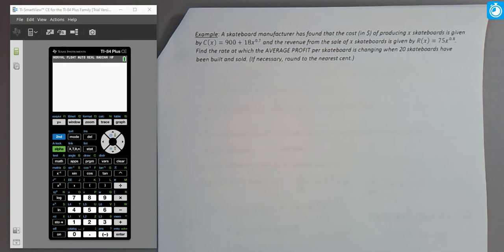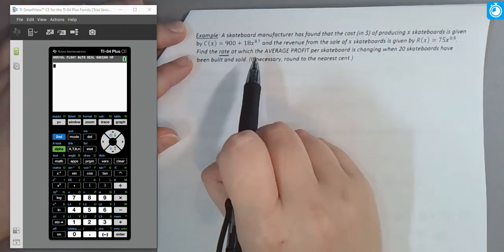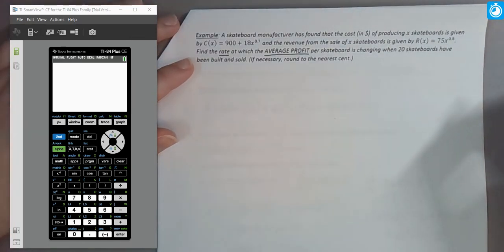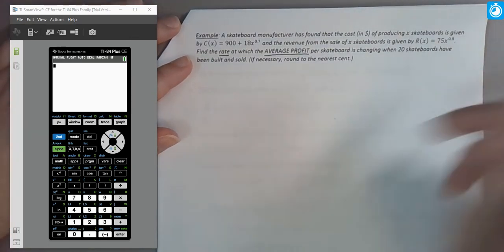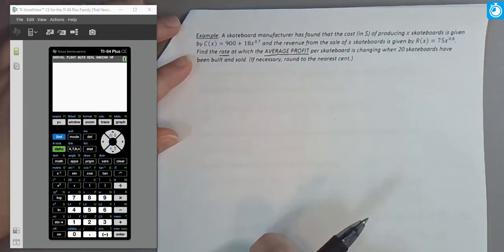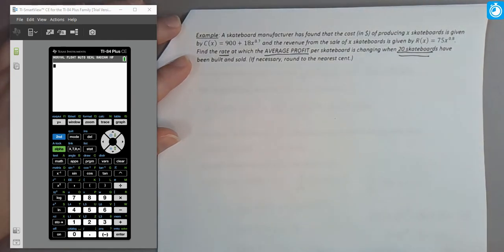We want to find the rate, keyword rate, I'm going to underline that, that's going to be important. We want to find the rate at which the average profit per skateboard is changing, so the rate of change of the average profit when 20 skateboards have been built and sold. So there are some layers to this problem.